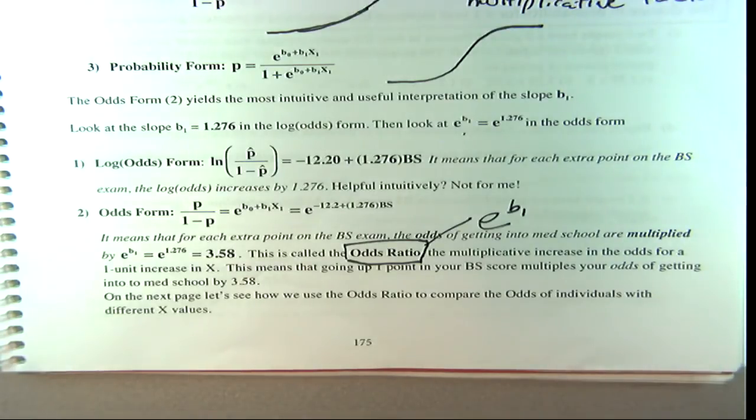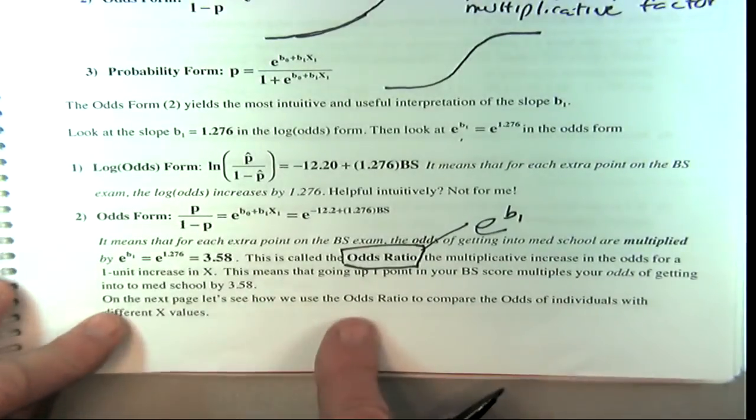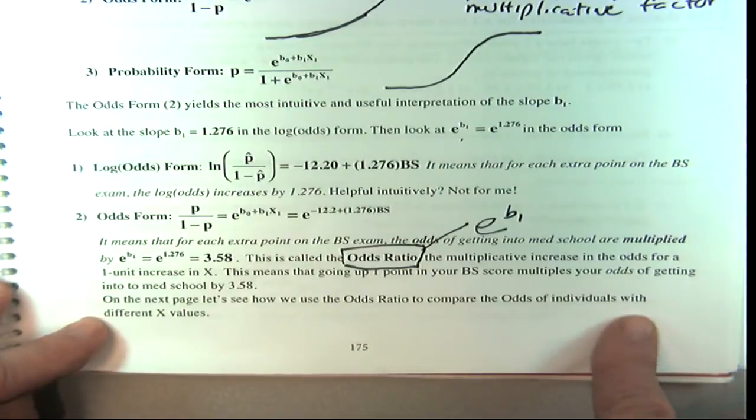No, they just get multiplied by 3.58. Not percentage-wise, yeah. Maybe if we do it, you'll see what I mean. Okay, so on the next page, let's see how we use this odds to compare the odds of individuals with different x values. All right, so let's do that. That's going to help you understand it.